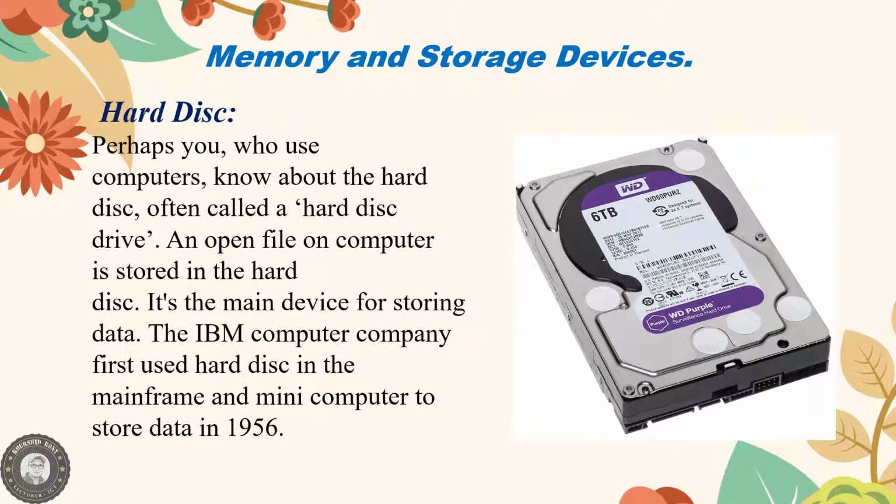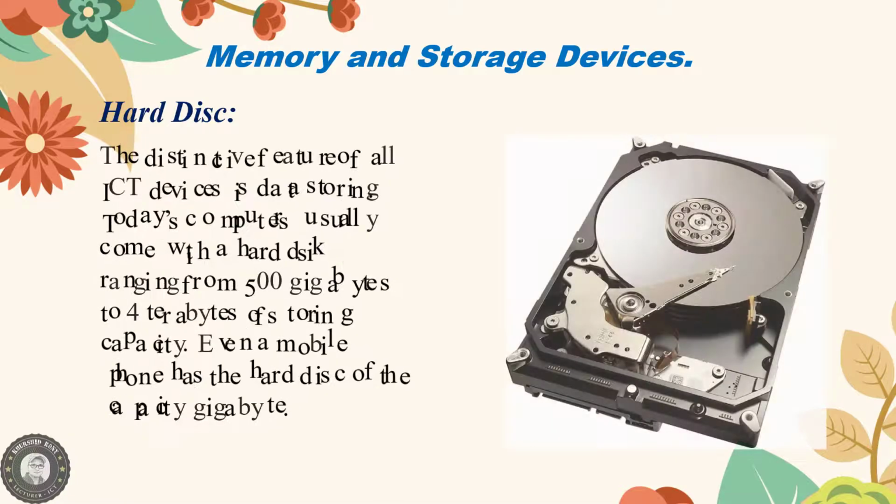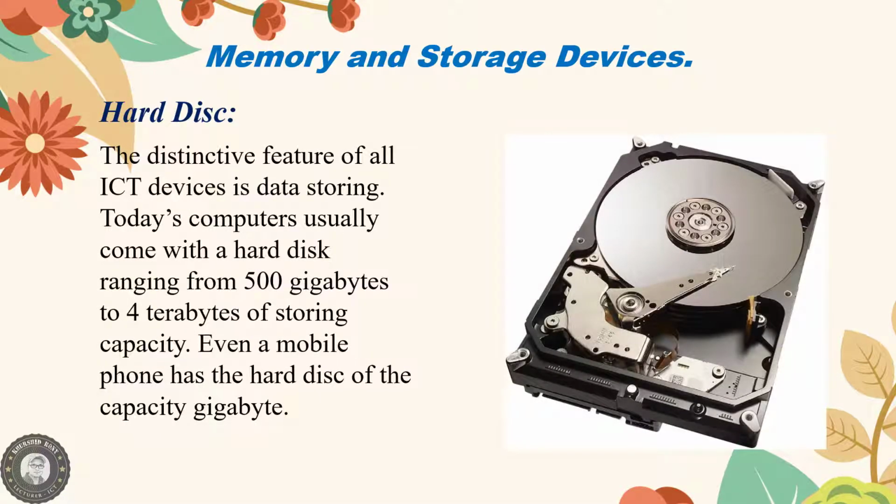Hard disk. Perhaps you who use computers know about the hard disk, often called a hard disk drive. An open file on a computer is stored in the hard disk. It's the main device for storing data. The IBM Computer Company first used a hard disk in the mainframe and minicomputer to store data in 1956. The distinctive feature of all ICT devices is data storing. Today's computers usually come with a hard disk ranging from 500 GB to 4 TB of storing capacity. Even a mobile phone has a hard disk of gigabyte capacity.